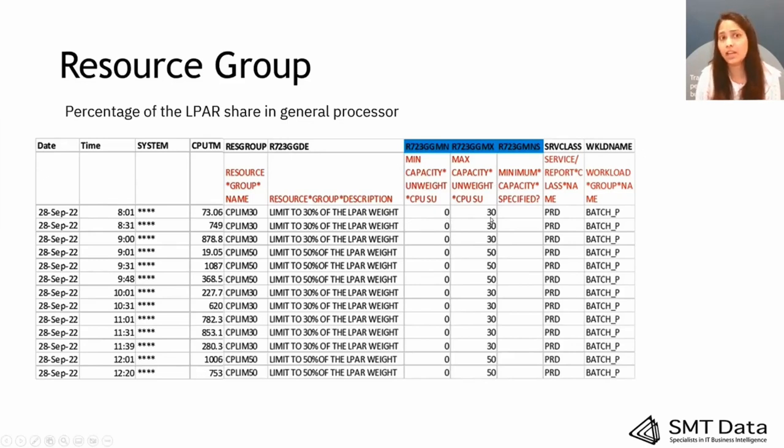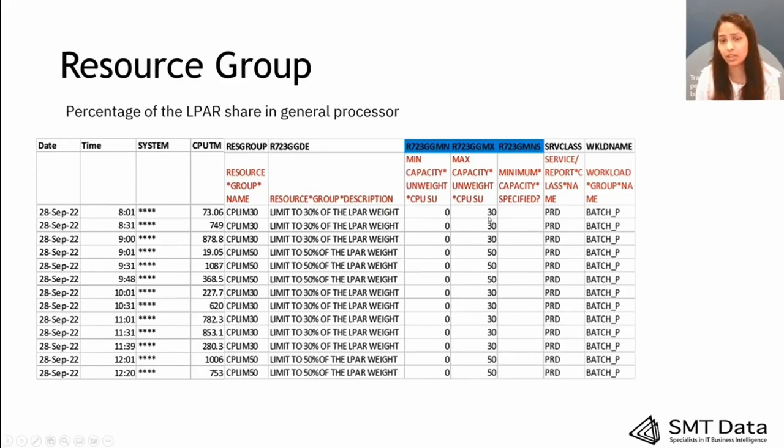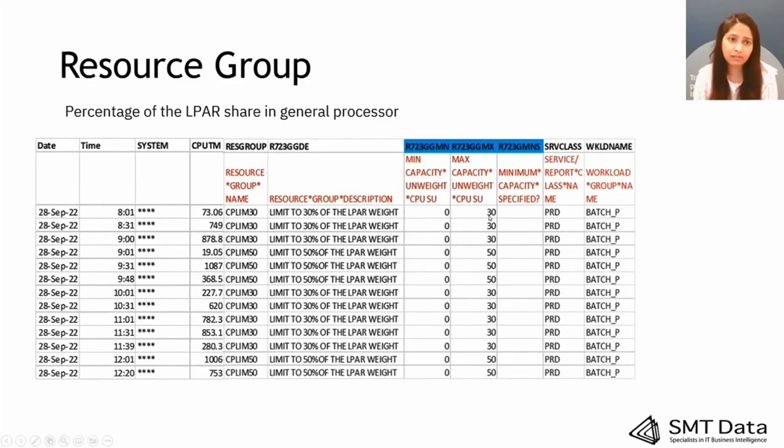Whatever I said is the LPAR share, this is using it. This LPAR might have more than 30 as a weight, but they're using only 30 as the weight for the batch prod workload.